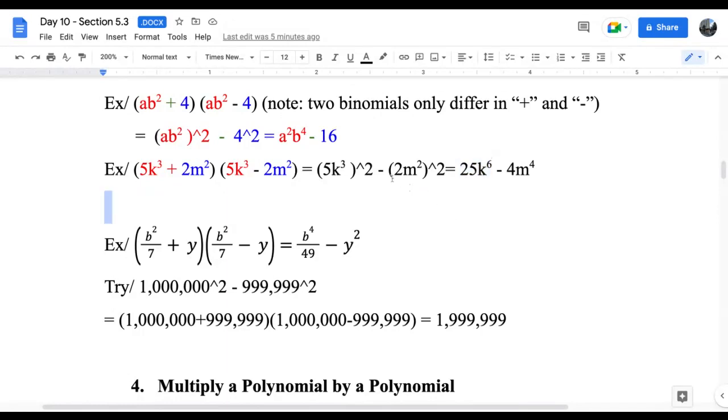Then minus the second one squared. The second one is 2m², so 2 squared is 4, and m² squared is m to the 4th power. Right? Difference of two squares. Anyone has any question?